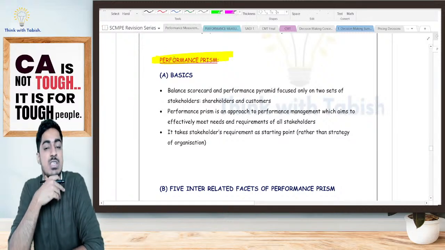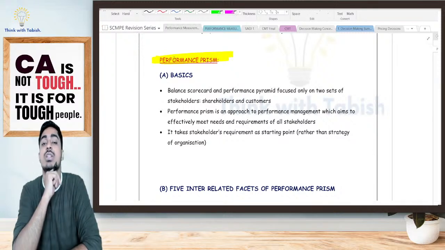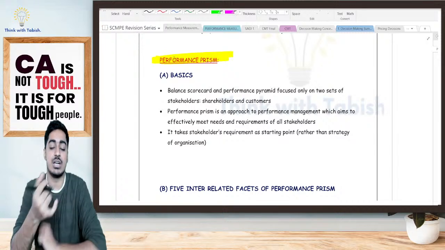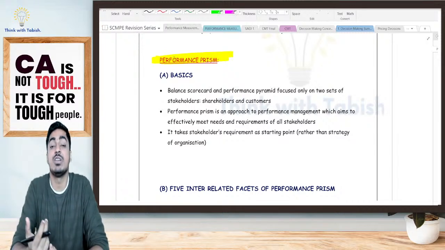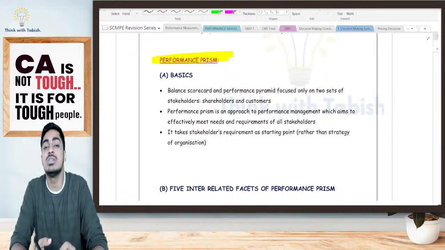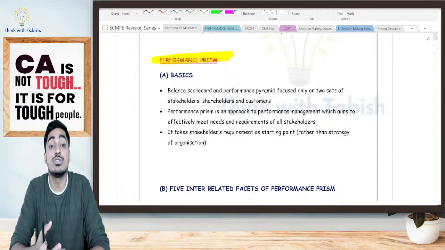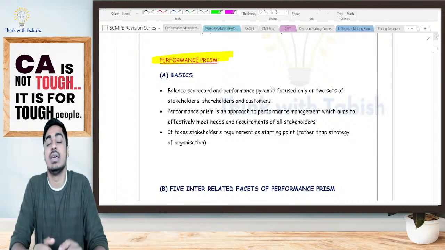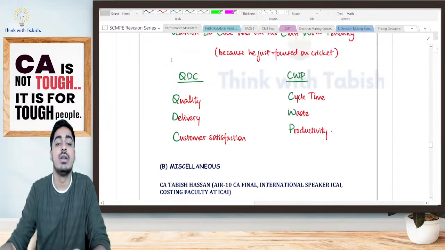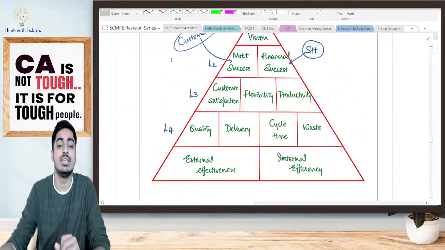Now what is the performance prism telling? See, all your previous models considered only a few categories of stakeholders. Now look at the balanced scorecard, financial perspective: for whom is it beneficial? Only for my shareholders. Customer perspective is beneficial for my customers. Yes or no? Other categories of stakeholders are not considered. Government, what have you done for government? What have you done for the environment? What have you done for society at large? That is not shown in the balanced scorecard. Again, I have come to my, wait a minute, the performance pyramid.